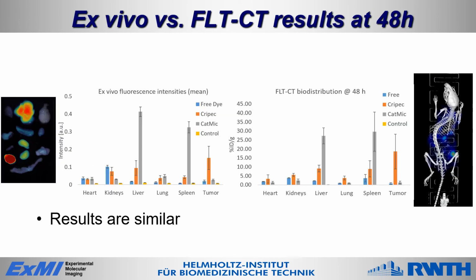After the last time point, 48 hours, we had excised the organs and used them for 2D fluorescence imaging. On the left you can see these organs, and then we quantified the mean intensity and compared it with the concentration in the organs determined by the in vivo imaging. And you can see a similar pattern here. For example, the cationic micelles had the highest liver uptake and the highest splenic uptake, and the highest tumor uptake was in the CriPec probes. And there was some kidney retention here in the free dye and also the CriPec probes.